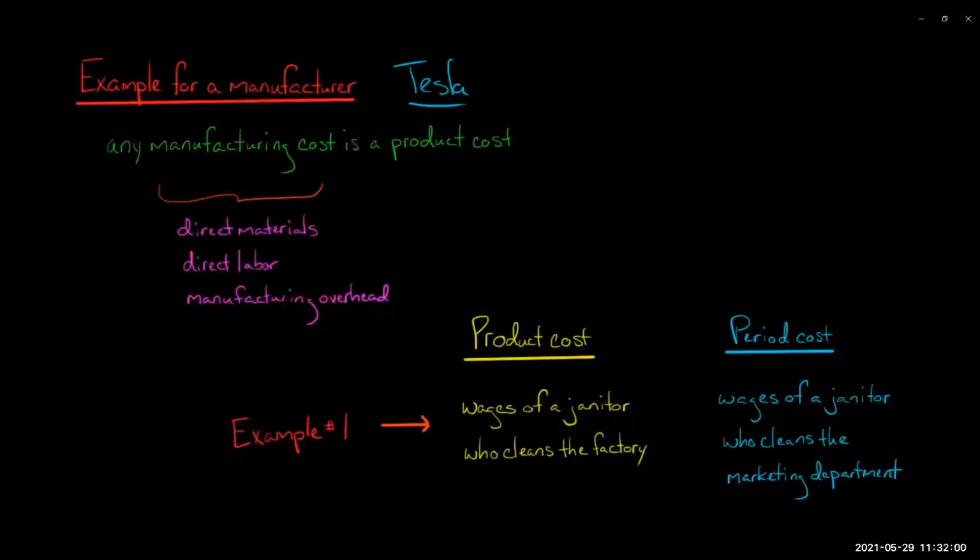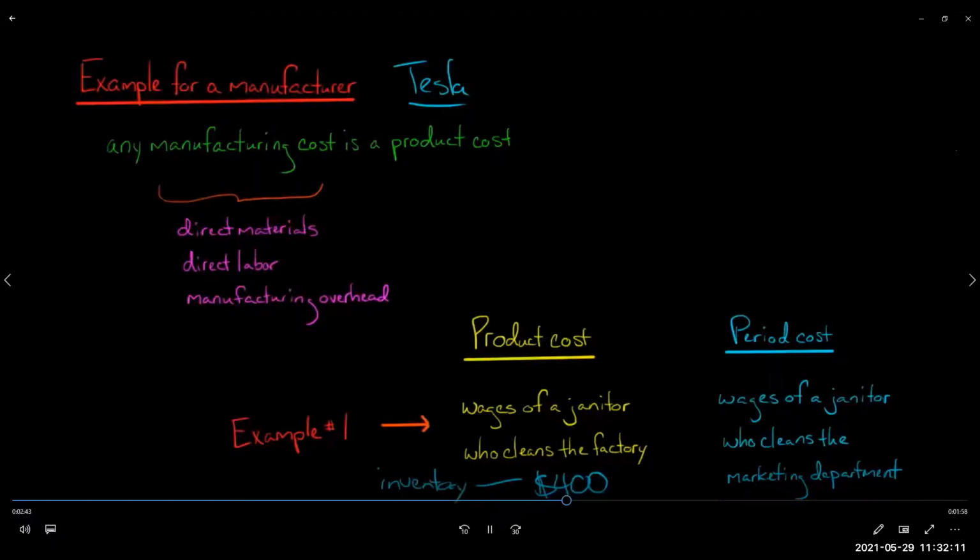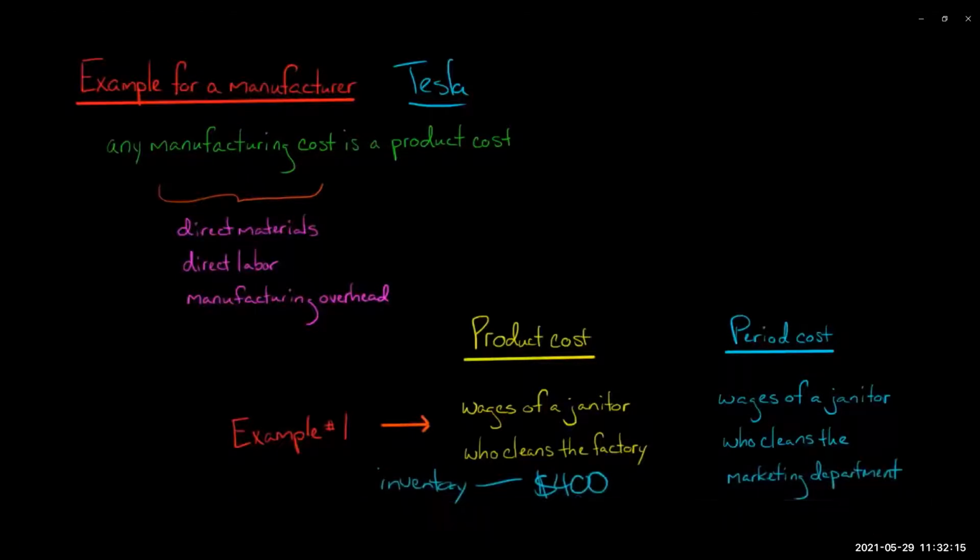So whatever they pay the janitor, let's say $400, that is actually going to become part of inventory for Tesla. It gets attached to the inventory, and then when the inventory is sold, it's going to be expensed through cost of goods sold.